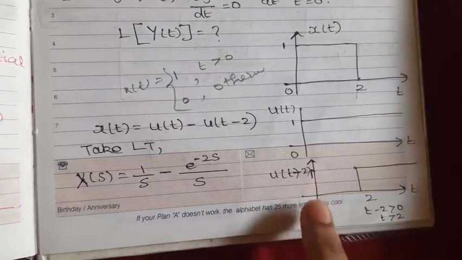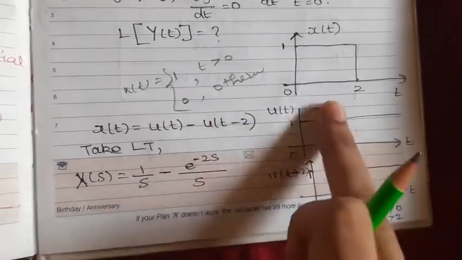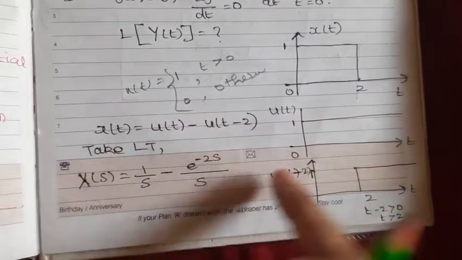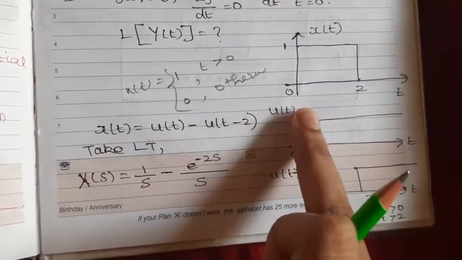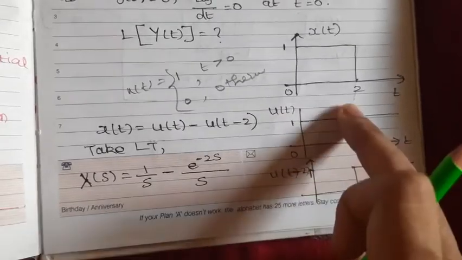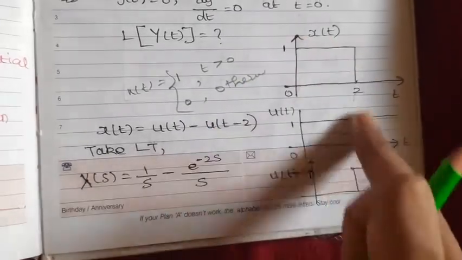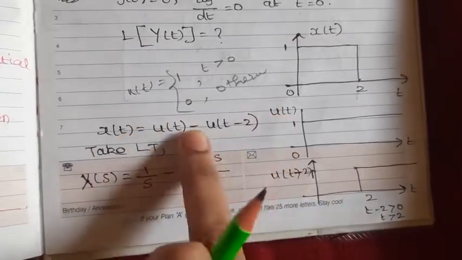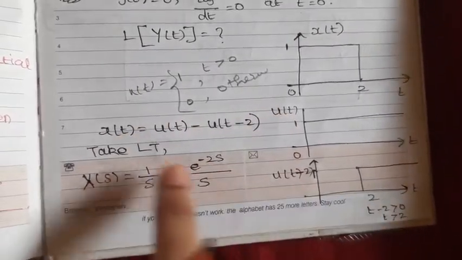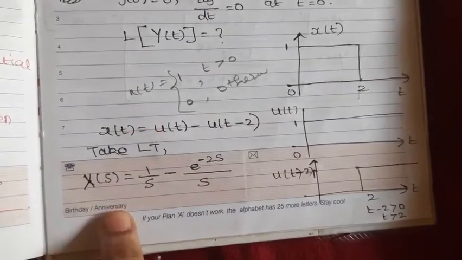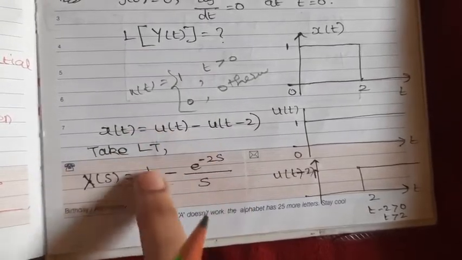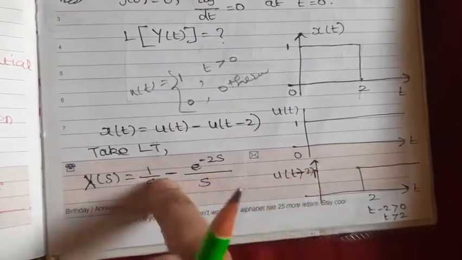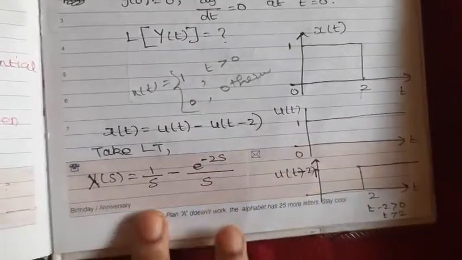Okay, so see, when we subtract this with this, what we will get? u of t minus u of t minus 2, we will get x of t now. When we subtract this one with this, we get this rectangular pulse. So x of t can be written as u of t minus u of t minus 2. So first take the Laplace transform of this, what we will get? x of s: u of t gives 1 by s, u of t minus 2 has some delay, so e power minus 2s divided by s. So this is x of s.